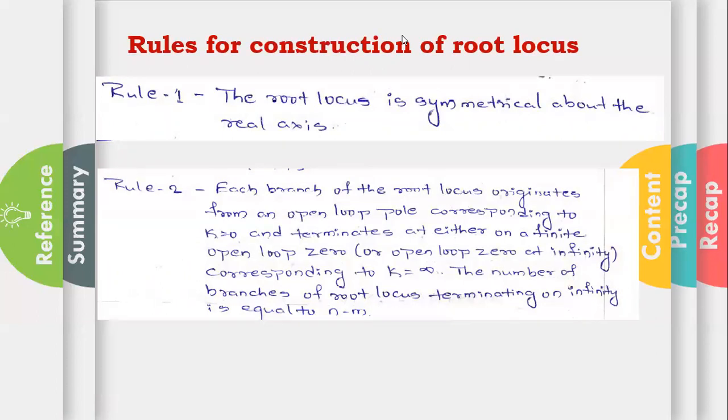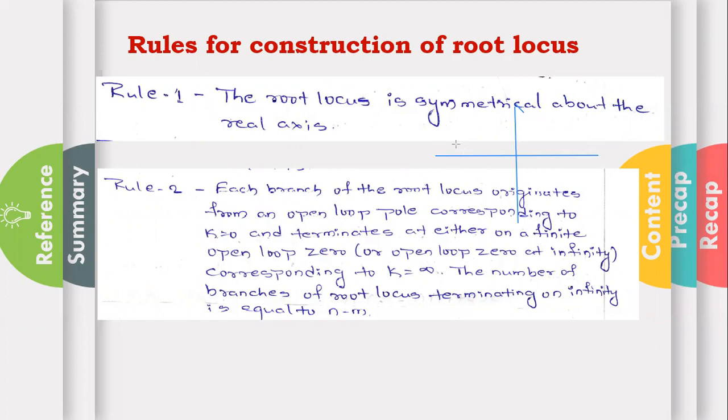So what is the meaning of this? If I'm having, consider I'm having x-axis and y-axis. So here this part is called as real axis. X-axis is called as real axis and y-axis will be imaginary axis or j omega axis. So this root locus, whatever we are going to draw now, this will be symmetrical about this axis.